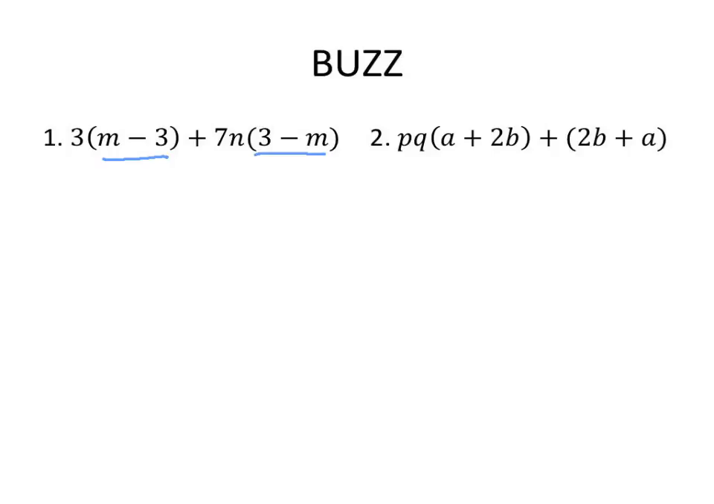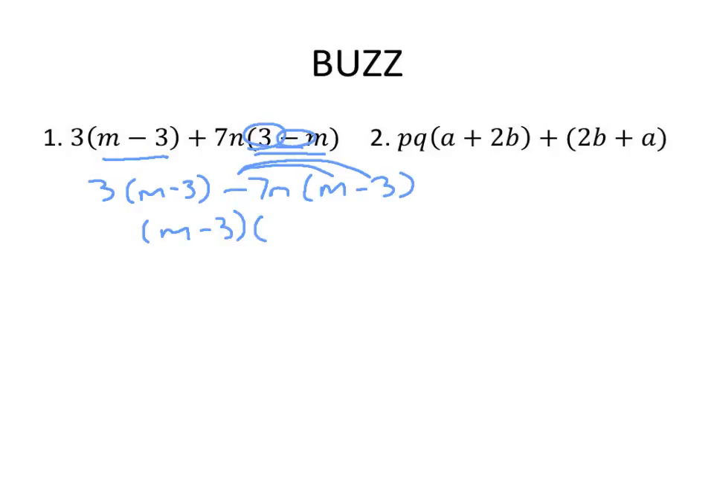Alright, let's see. I've got m minus 3 here, and I've got 3 minus m. So if I keep the first term, m minus 3, and I change the sign there, I can have m minus 3. Because when I multiply it through, a negative and a positive gives me the negative m I was looking for, and a negative times a negative gives me the positive 3 I was looking for. Now I've got a common bracket of m minus 3. What is left? 3 minus 7n. That's changed the sign, and I've factorized it completely.